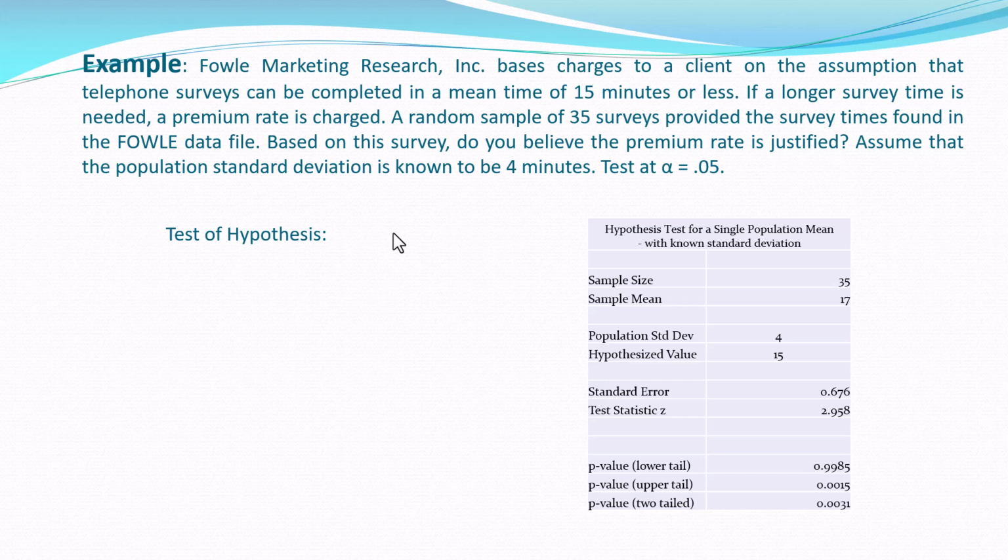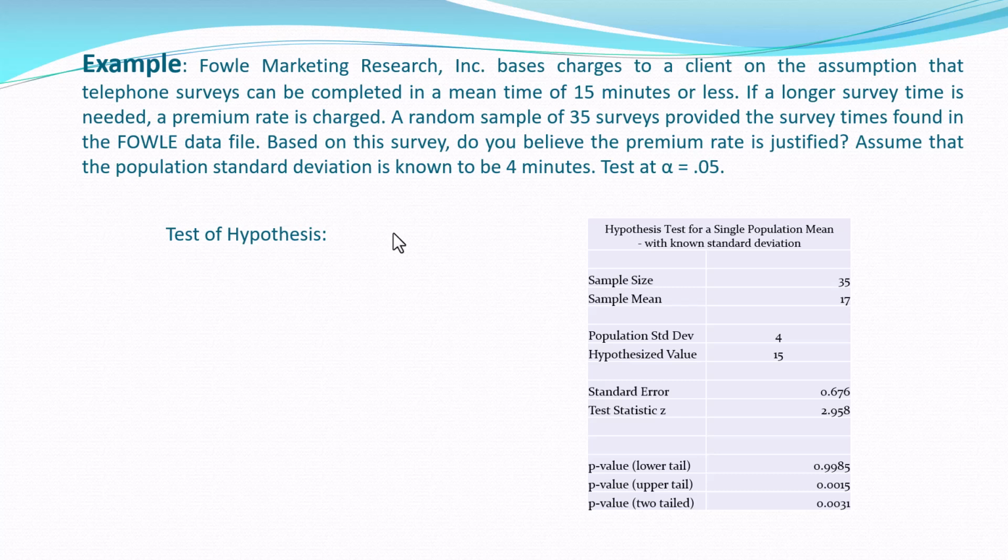In this one, a market research firm bases charges to a client on the assumption that telephone surveys can be completed in a mean time of 15 minutes or less. If a longer survey time is needed, a premium rate is charged. So obviously the value 15 is very important in this problem. A random sample of 35 surveys.